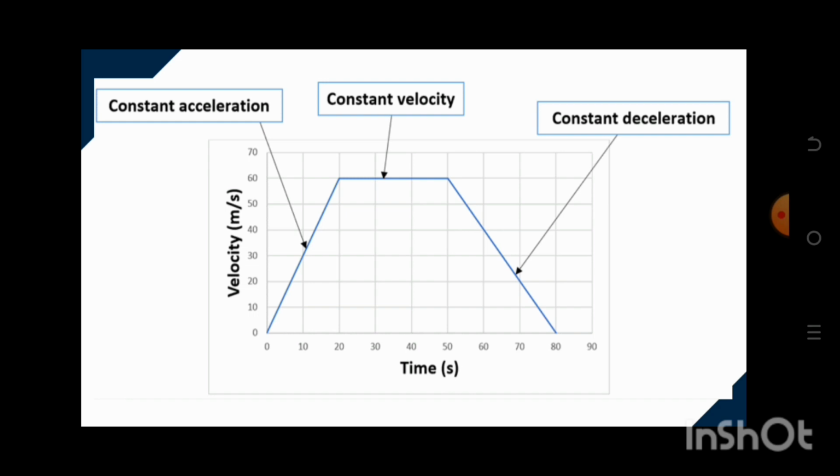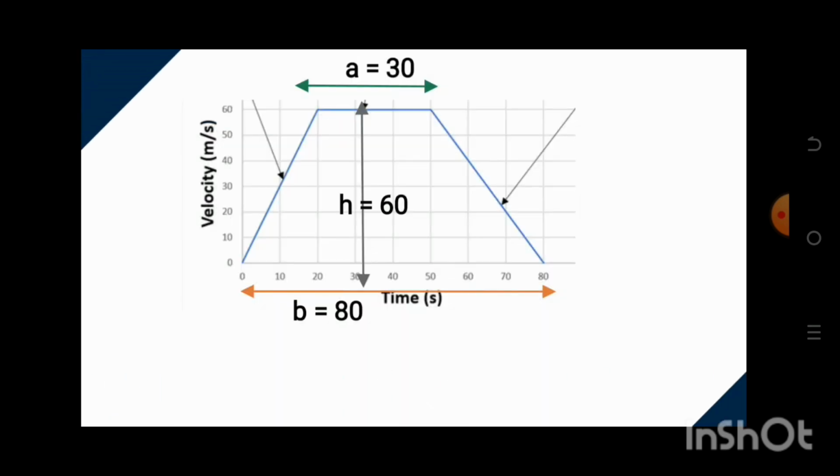Now, if I want to know the total distance covered by this body, we find it by knowing the area under the graph. And if you look, the whole graph is a trapezium. The parallel sides are A and B. So for the base, B is 80, from 0 to 80, that's the total time. And A is from 20 to 50, that is 30. While the height, the perpendicular distance between the two parallel lines, is 60.